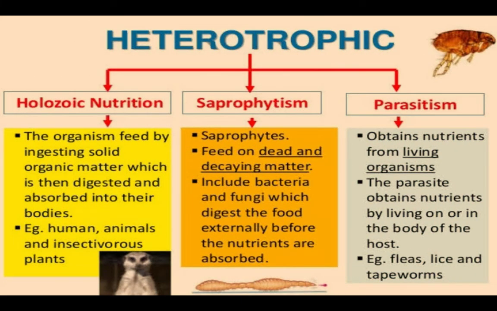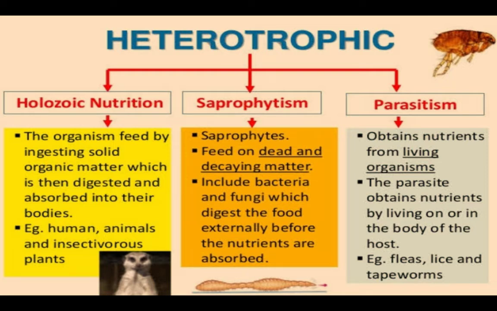Next is heterotrophic nutrition. In heterotrophic nutrition, there are three types: holozoic nutrition, saprophytic nutrition, and parasitic nutrition. First, holozoic nutrition. The organisms feed by ingesting solid organic matter, which is then digested and absorbed into their bodies. Examples: humans, animals, and insectivorous plants.